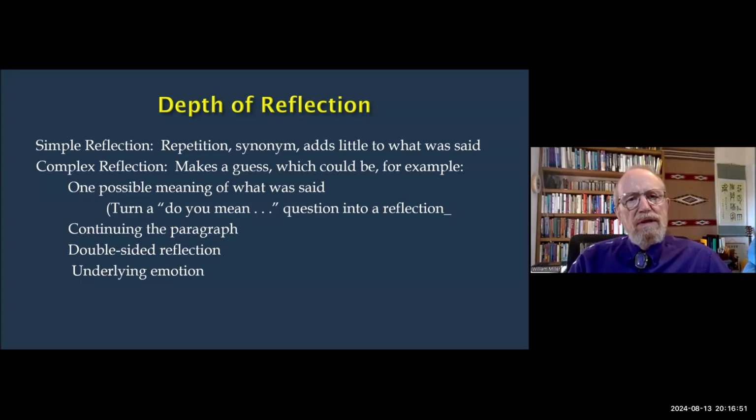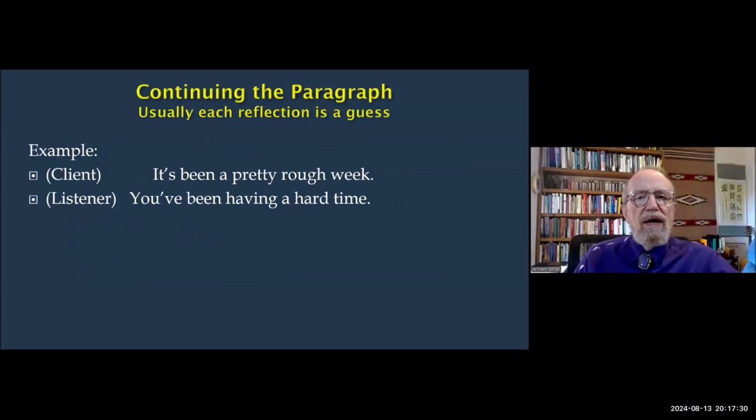Many of my reflections were anticipating things that I think were going on just from watching his nonverbals, but he hadn't quite said that. And when you're making a guess, it's almost like you're asking a question. Do you mean this? But you don't ask it as a question, you make it as a statement. It can be continuing the paragraph and saying what might be the next thing the person might say. It can be a double-sided reflection, which I will talk about in just a bit. You can be reflecting the underlying emotion as well. Now, here's an example of continuing the paragraph.